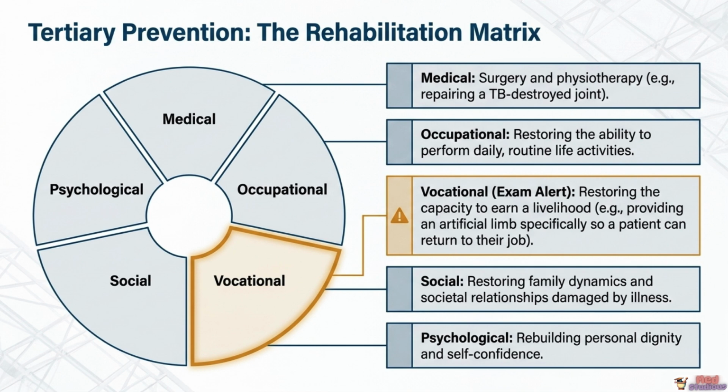Social rehabilitation addresses the family dynamics and community relationships that have been disrupted or damaged by the patient's illness and disability, rebuilding social integration and support networks. Psychological rehabilitation addresses the inevitable impact of serious illness and disability on personal dignity, self-image, self-confidence, and mental well-being, restoring the patient's sense of identity and psychological wholeness.